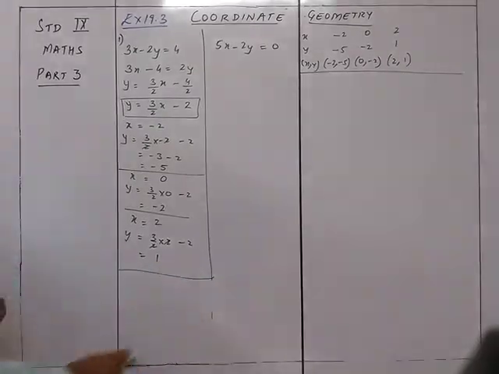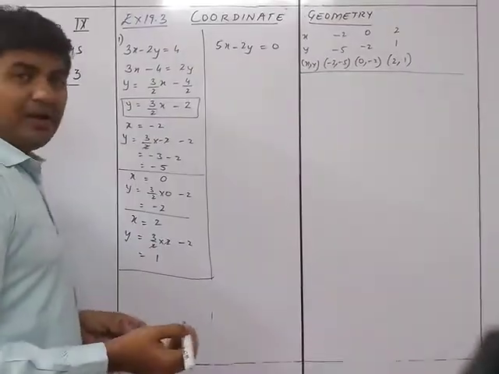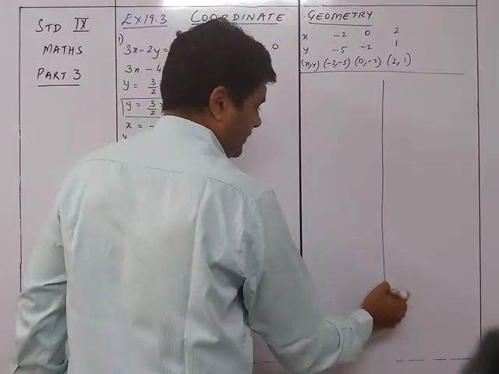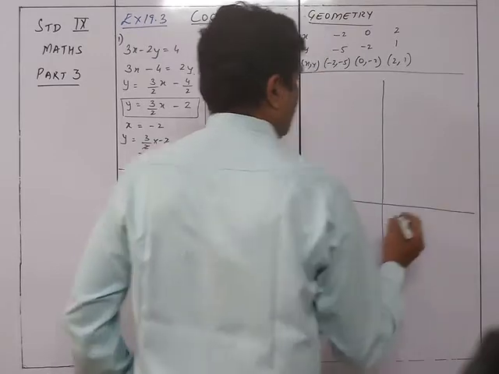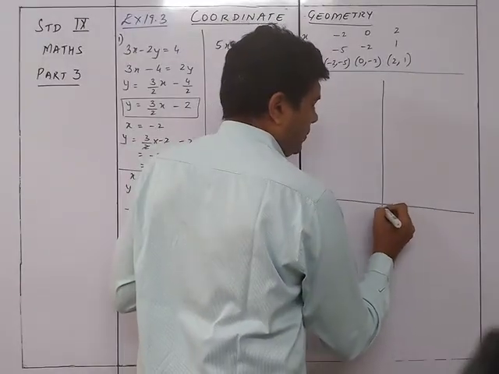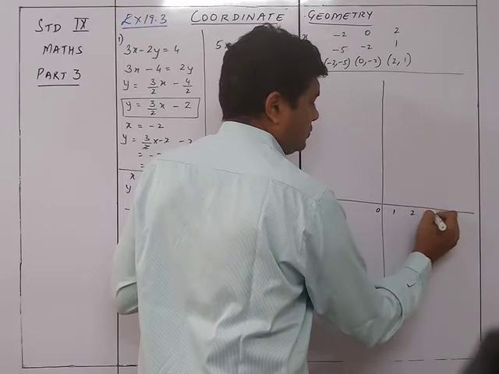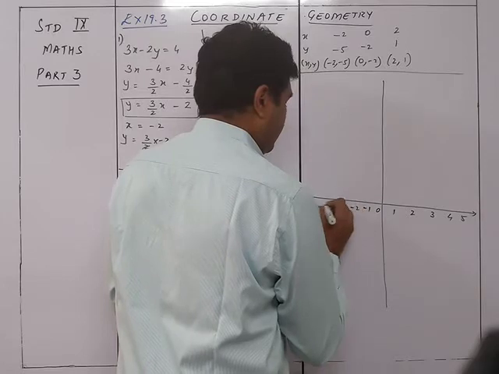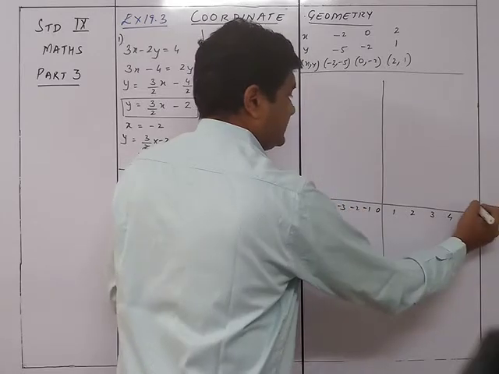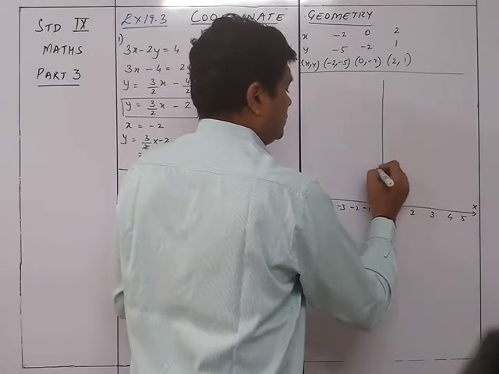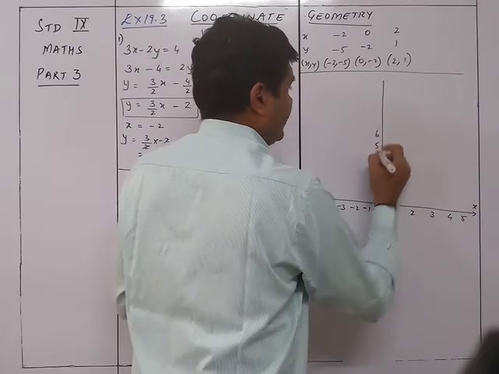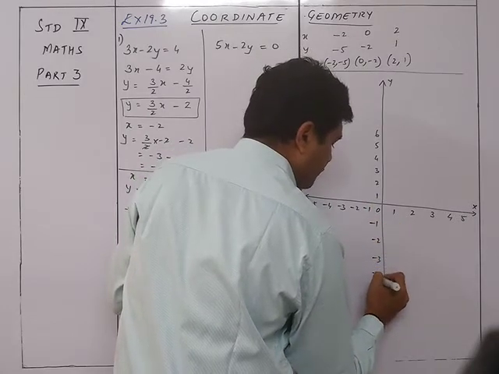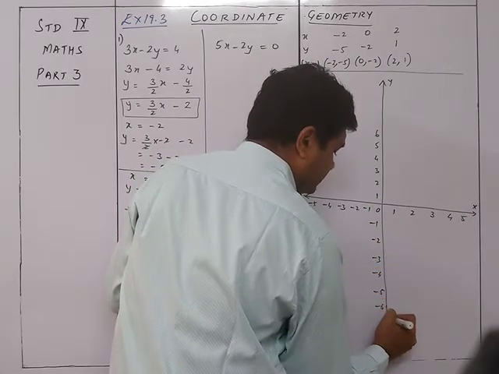Okay. We now move on to the next equation, or if you want, you can plot the lines also. Let's plot the lines also. So we have the plotting this way. It is going to be 0, 1, 2, 3, 4, 5, minus 1, minus 2, minus 3, minus 4, minus 5. This is x. And 1, 2, 3, 4, 5, 6, this is y, and minus 1, minus 2, minus 3, minus 4, minus 5, minus 6.